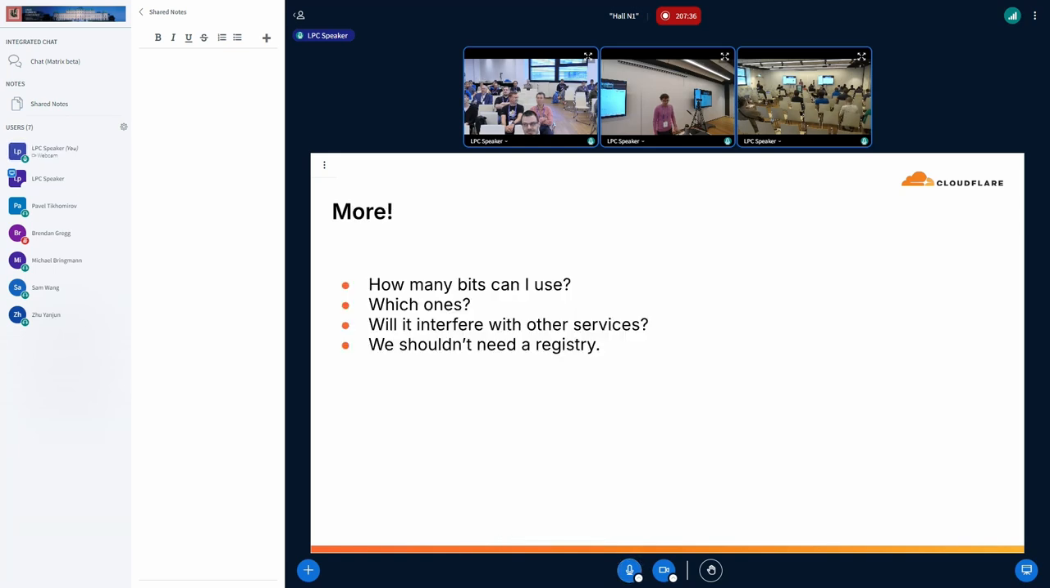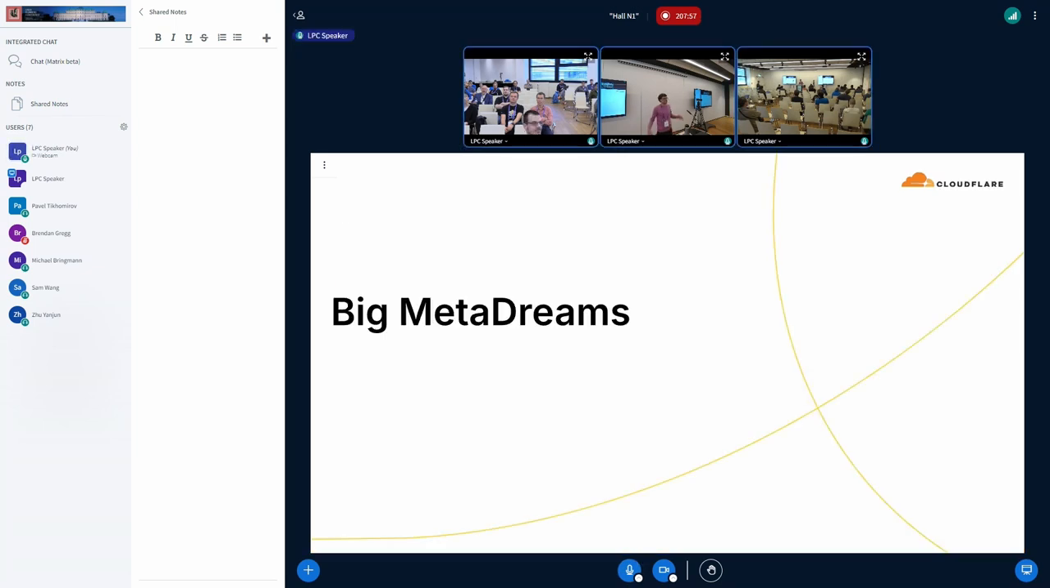The problem, of course, is that we want more. Every time you want to use the mark, you ask yourself, how many bits can I use? And it really is, how many single bits can I get for this? Which bits can I use? And will it interfere with other services? Am I going to overwrite someone else's mark accidentally and break everything? It feels like we shouldn't really need a registry. The question is, if we have this big metadata, what else could we do with more metadata?